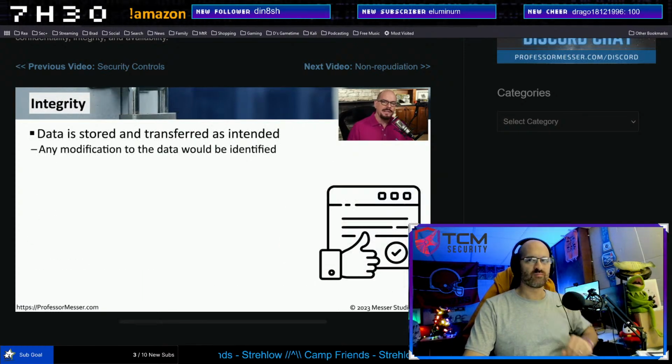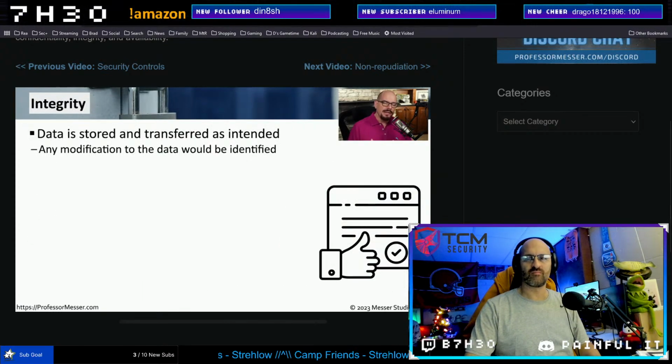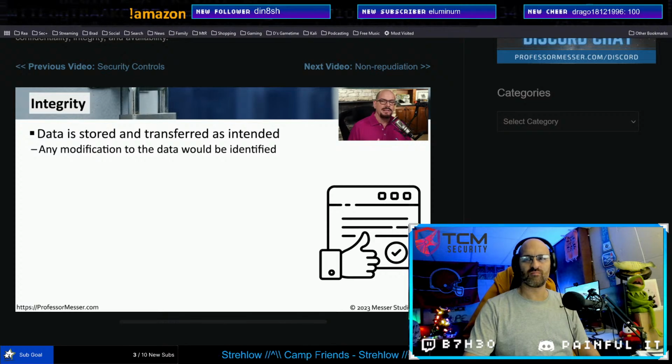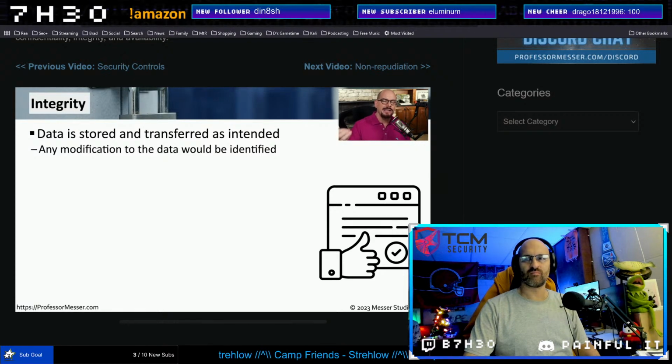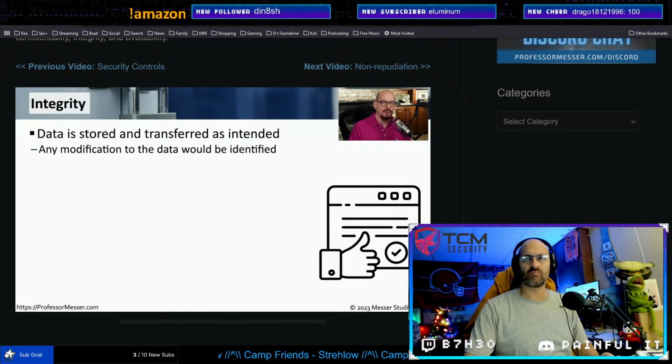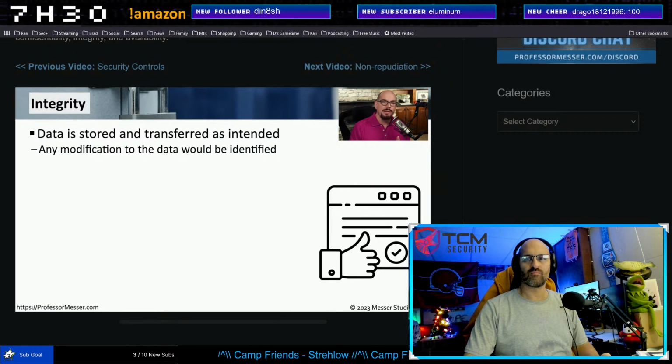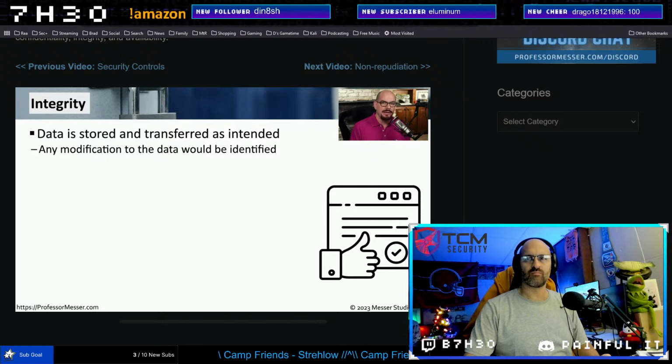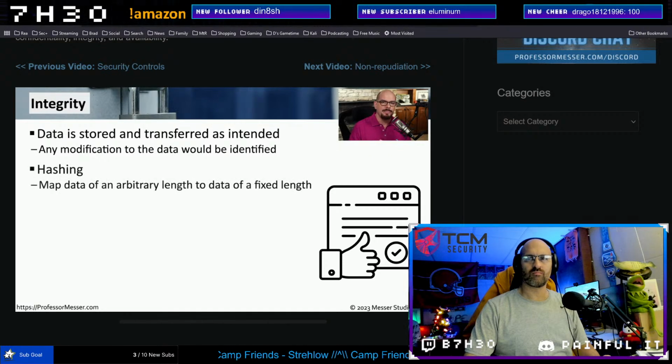When we're receiving data from a third party, we'd like to be able to verify that the data that we have received is exactly the same data that was sent, and that nobody has made changes to that data while it was traversing the network. We're able to do that by using methods of integrity. One way to provide integrity is by hashing.